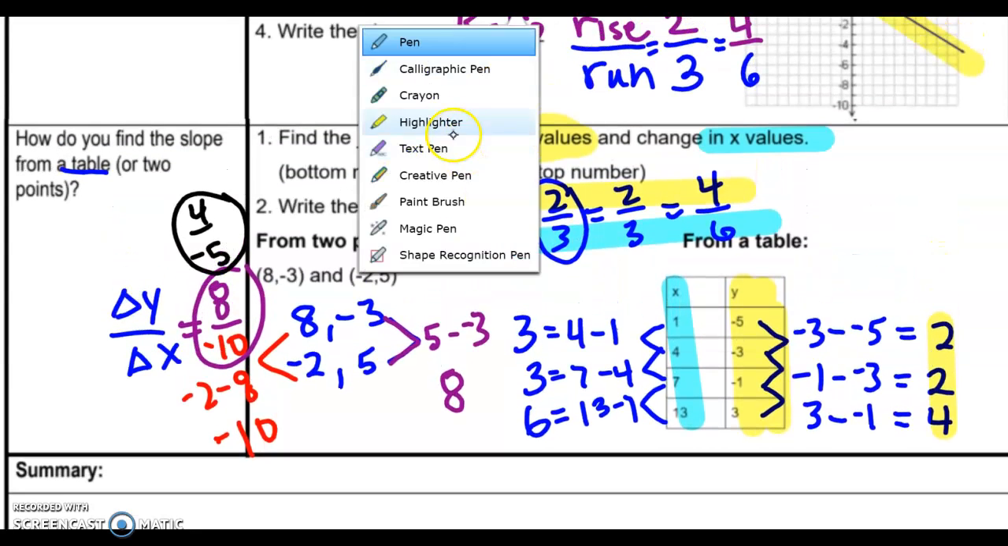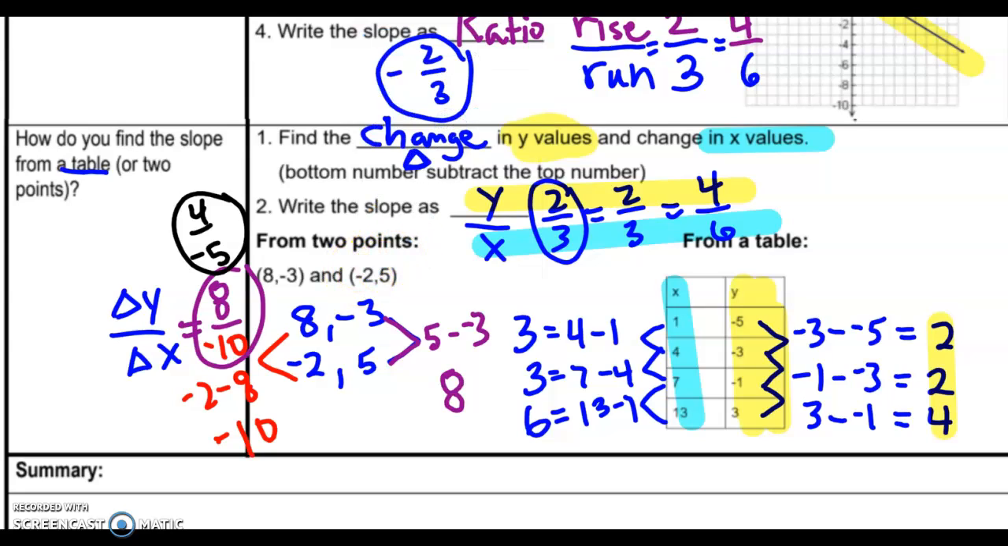Let's just quickly look at 2 points so we're sure we got it. So again, we did change in y. So we subtracted the y's, find the change, 5 minus negative 3, and we got 8. Okay. And then we took the x values and we subtracted them, negative 2 minus 8 to get negative 10. So we found the change in y and the change in x by subtraction. Okay, kind of tricky.